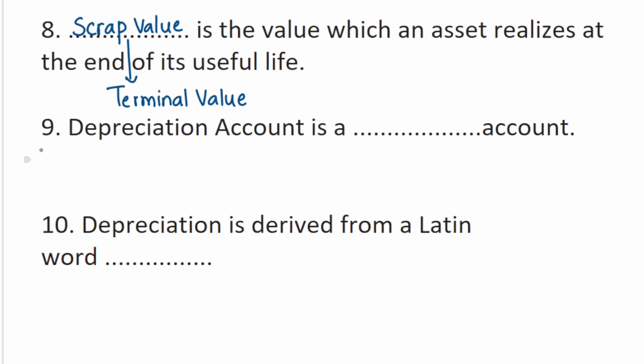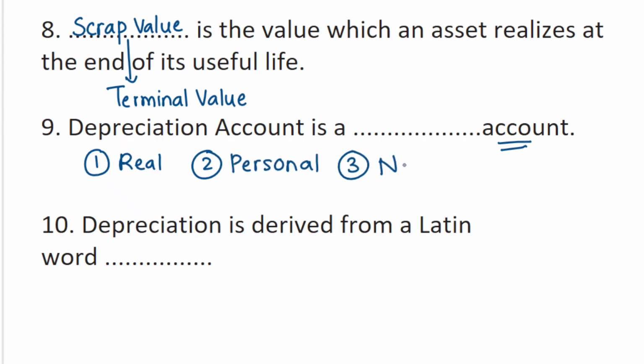Okay, then the next question, question 9, depreciation account is a dash account. Now for this you need to know what are the types of account. There are three types of account. First is real account, second is personal account, and third one is nominal account. And we have talked so much about depreciation account being a nominal account as it is an expense. So you know the right answer is nominal account.